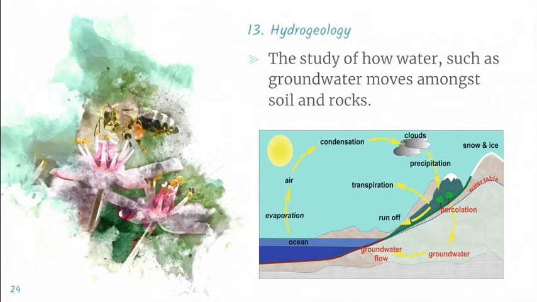Number 13, hydrogeology. The study of how water such as groundwater moves among soil and rocks. So this is the same as hydrology, but the difference is that hydrology is the path of the water in the Earth's spheres, while hydrogeology is its movement in soil and rocks.